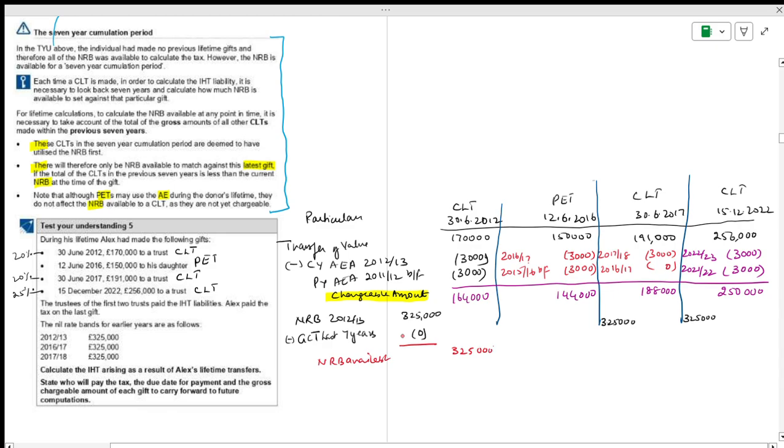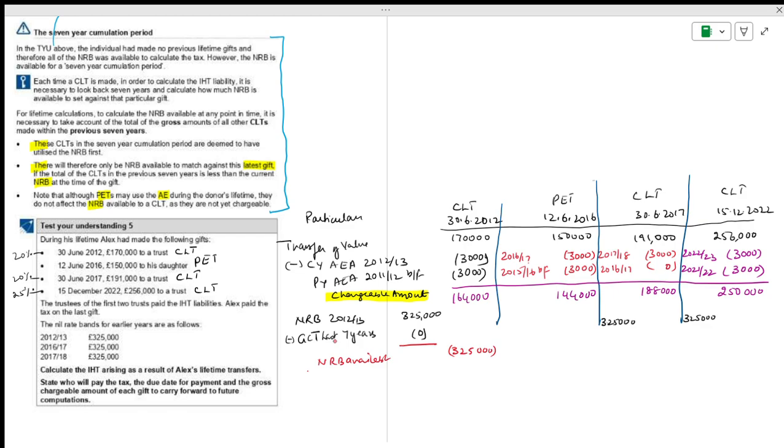Why you write it twice? Now you are writing nil rate band, already you wrote it. No. NRB during that particular year is how much available? 325. We have to show it less any gross chargeable transfers. If we have used, what is the 7 years? You have to mention this. This is part of the activity.